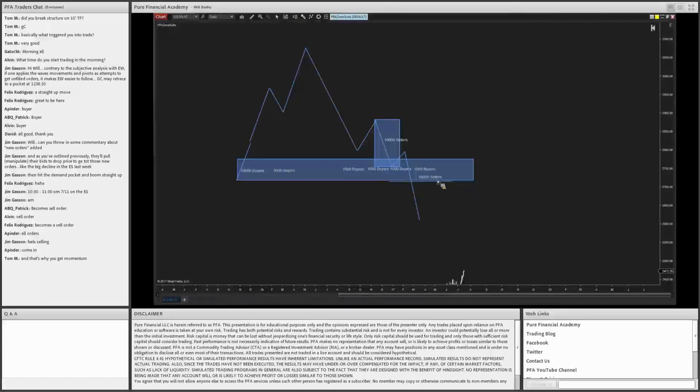Okay? It's a simple equation. And the 10,000 sellers, boom, they create the momentum. Let's go look at this on a price chart. Any questions before I erase this?